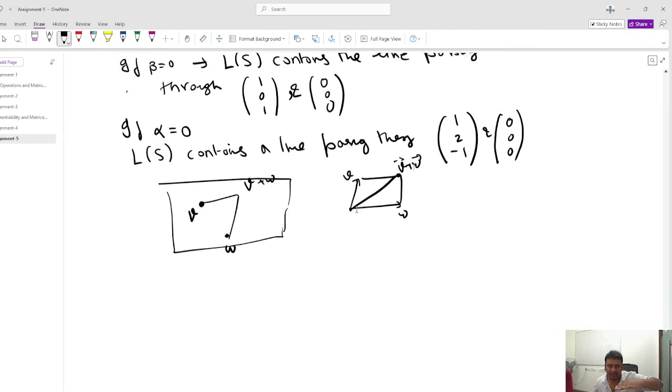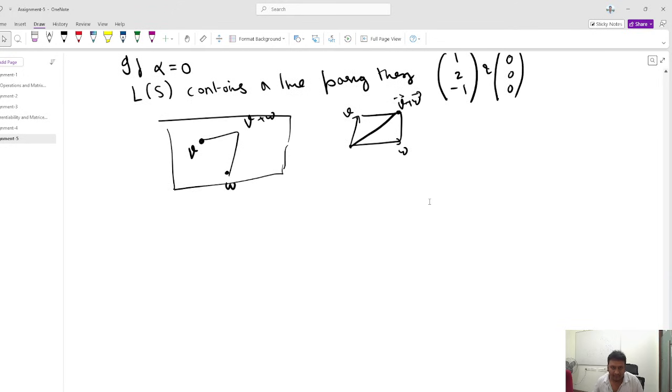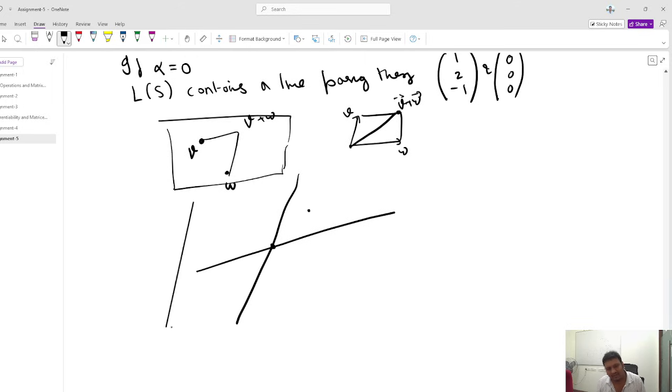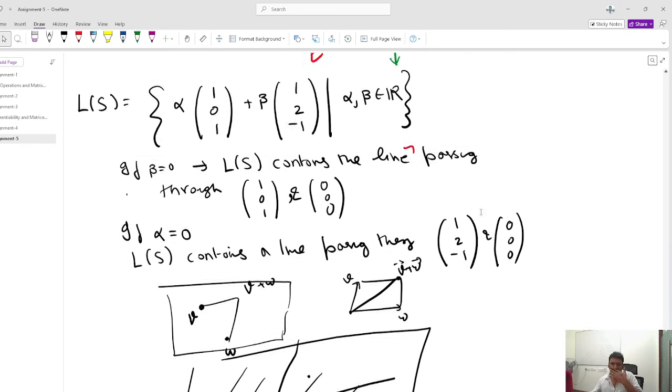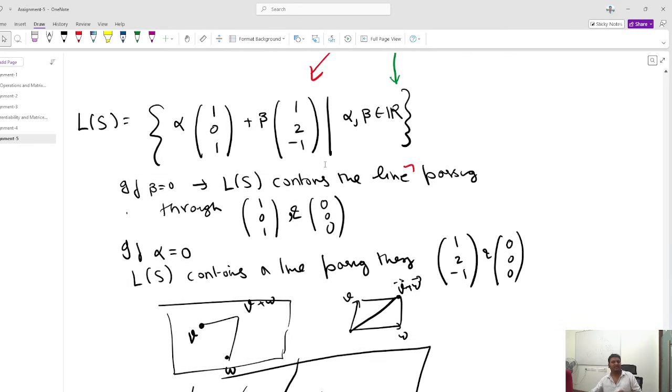So what you are doing, you have two lines meeting at the origin, and when you are adding them, you are somewhere here, and you are taking all possible combinations. So what does it represent, guys? It in fact represents a plane, right? These two vectors represent a plane.